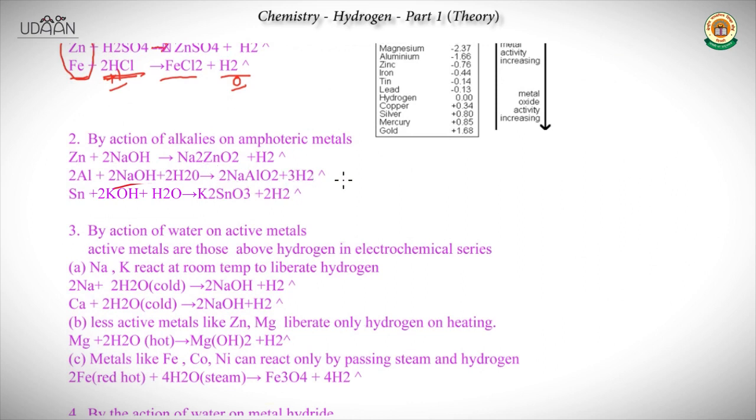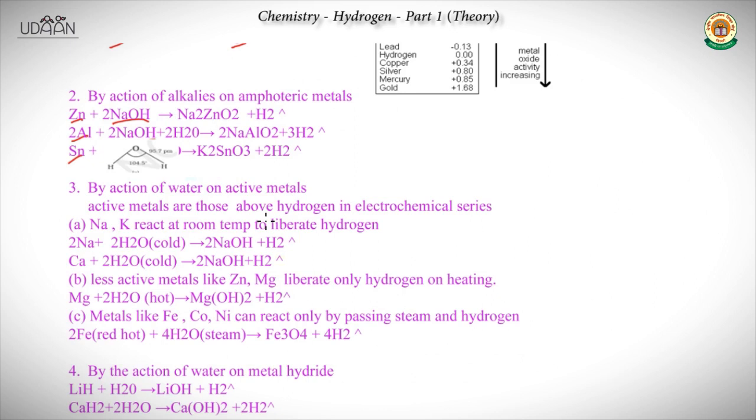Zinc, aluminium, all these are amphoteric metals, and NaOH is a base. As we had seen, zinc reacted with H2SO4, and it reacts with NaOH also. This shows that this element is amphoteric.